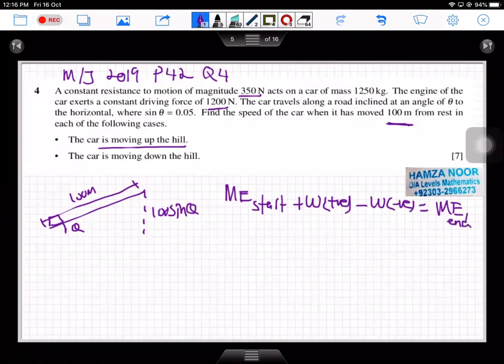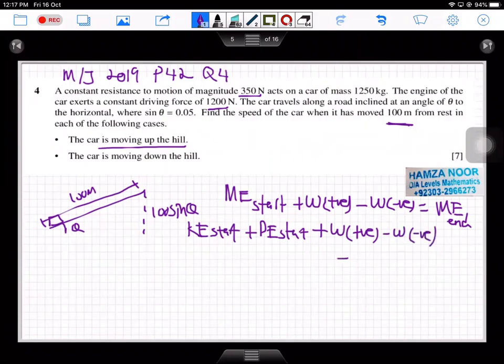And if there are no external forces, then mechanical energy at the start is equal to mechanical energy at the end. So this means that kinetic energy at start plus potential energy at start plus work done positively minus work done negatively, and this whole thing is supposed to be equal to kinetic energy at its end plus potential energy at end.